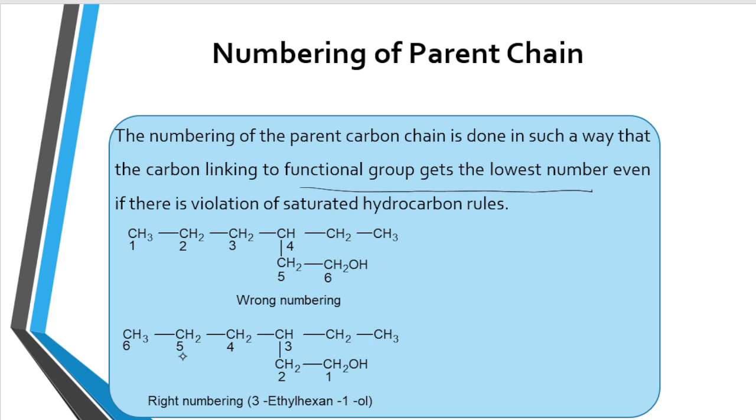Okay, so here from left to right it is wrong because the carbon with OH is getting the 6. Here the carbon with OH is getting the 1, hence the numbering from right to left is right. And for the compound name here, 6 carbon atoms are there, hex, single bonds are there, an, and on the third carbon there is an ethyl group, and hence it is called 3-ethylhexan-1-ol.